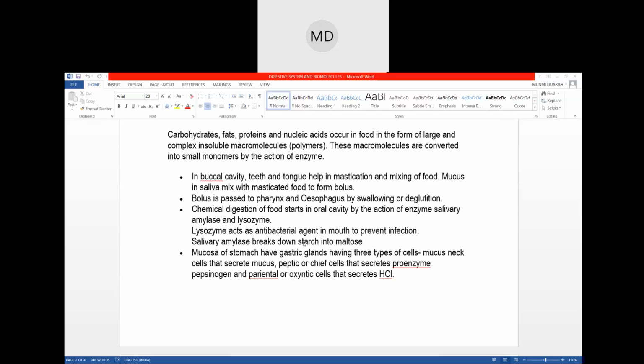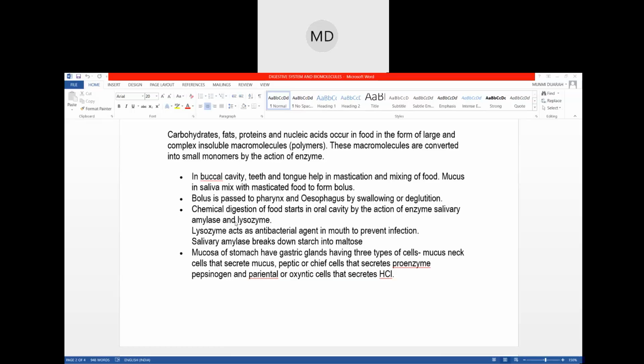Okay, that is because of the starch that is present in the rice. When the starch present in the rice is mixed with the salivary amylase present in the saliva, it breaks down the starch into maltose, a form of sugar. So then we get the sweet taste in our mouth. So the function of salivary amylase is that it breaks down starch into maltose.